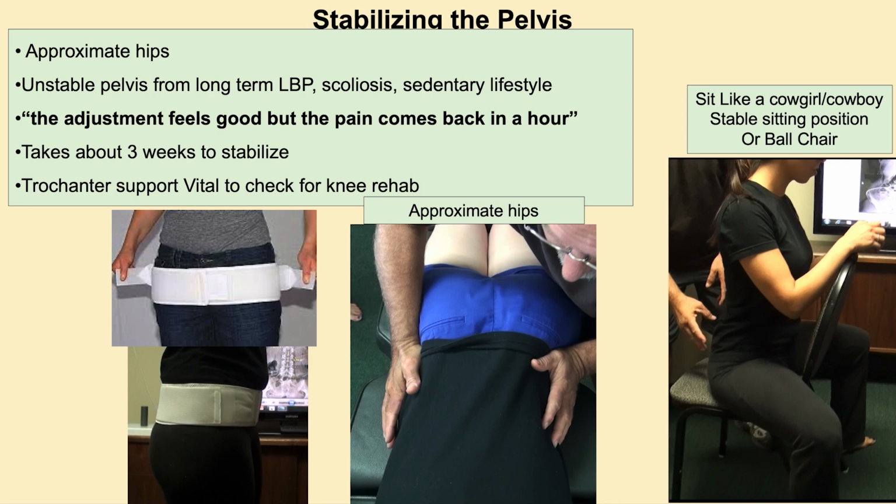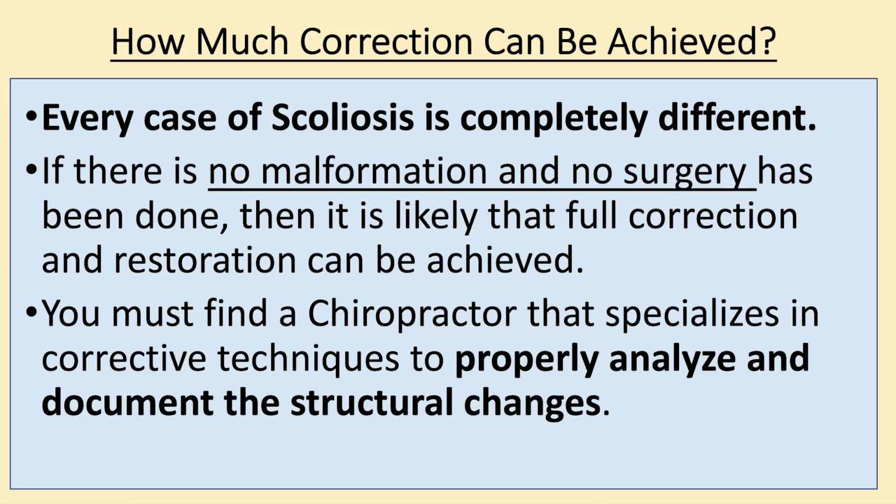Also, with the altered mechanics, they're utilizing the pelvis more than it should. So a trochanter support is going to be essential to help stabilize that pelvis. Or they can sit backwards in a chair like a cowboy or cowgirl. And that, moving the legs out, approximates that pelvis and takes all the pressure off of it.